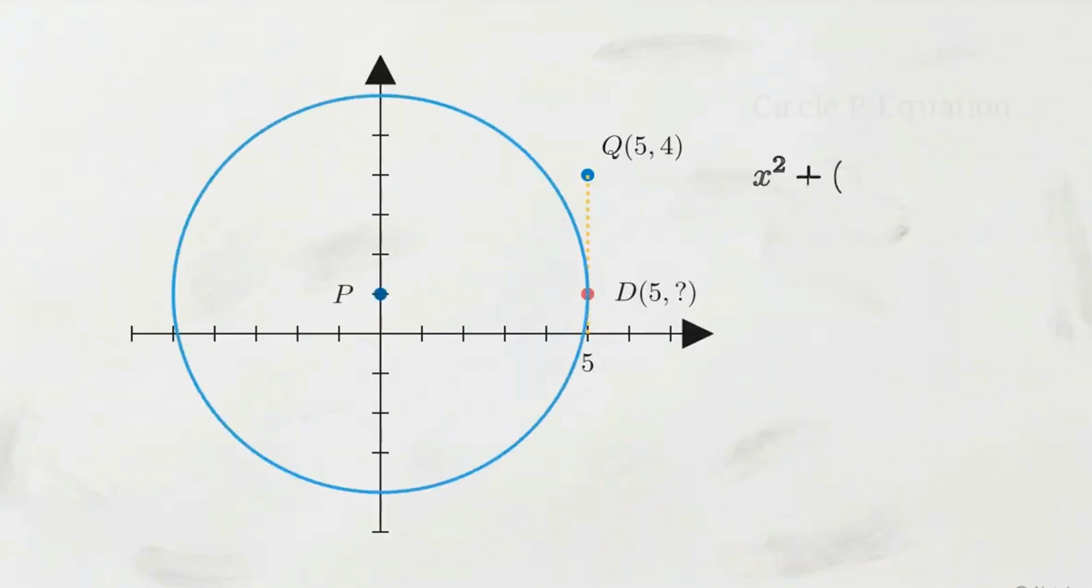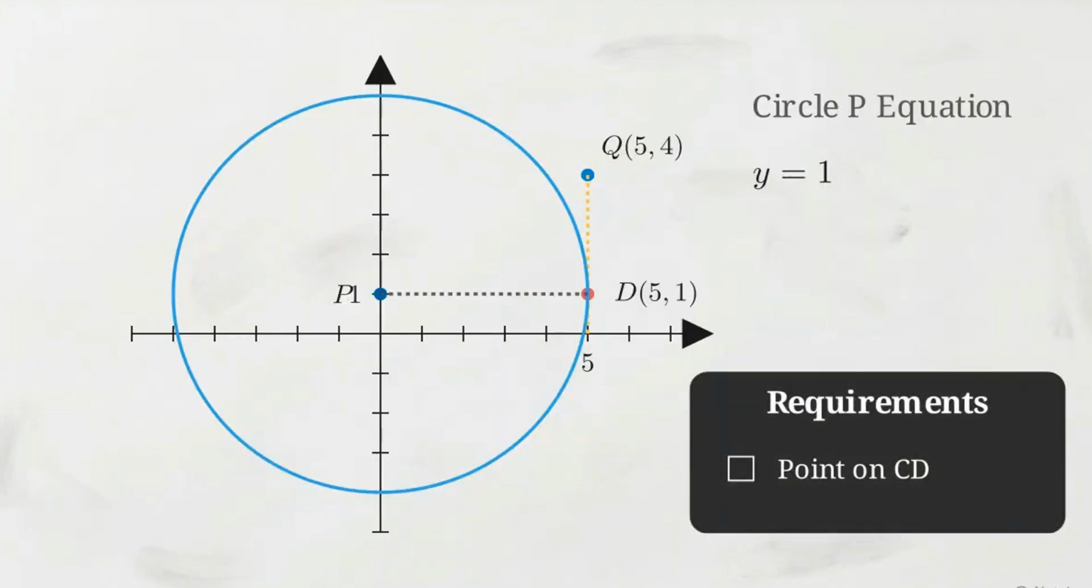Point D lies on the circumference of circle P. With its x-coordinate established as 5, use the equation of circle P to solve for the corresponding y value. Substituting 5 for x gives us 25 plus (y minus 1) squared equals 25. Subtracting 25 from both sides and taking the square root leaves us with a y-coordinate of 1. We have now identified point D at 5, 1. Using the properties of vertical lines allowed us to derive a specific coordinate point from a geometric description.